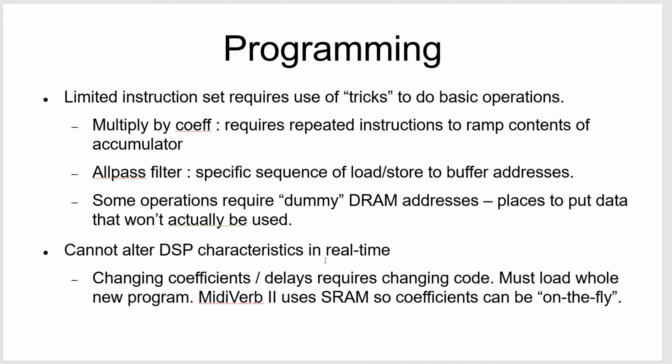But essentially what they found out, strictly by trial and error, was that it's a combination of all-pass filters and time delays. The first thing we have to do is we have to multiply by coefficients. And the coefficients can either be positive or negative, greater than 1 or less than 1. In our system, since we don't have a multiplier again, we have to have repeated instructions to ramp up or down to the value that we want.